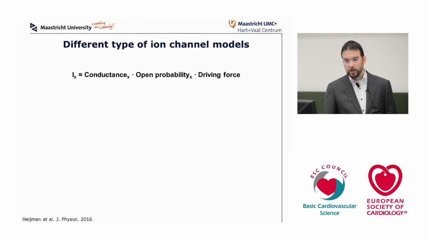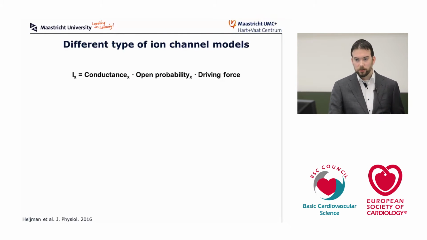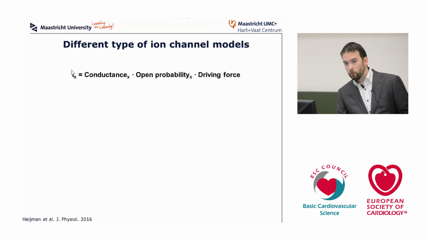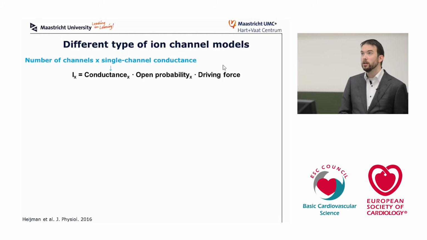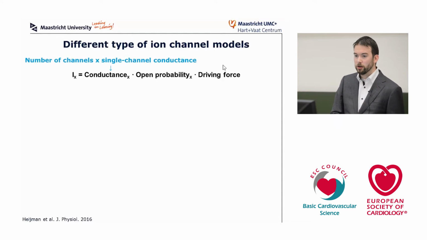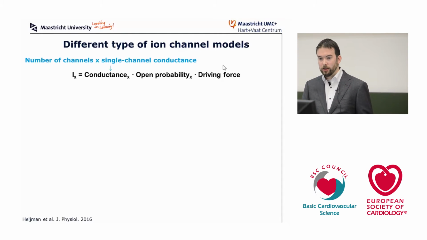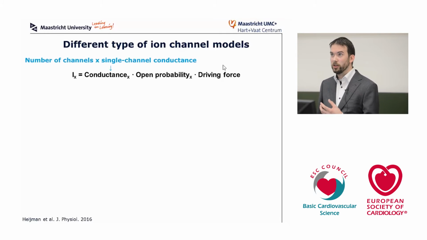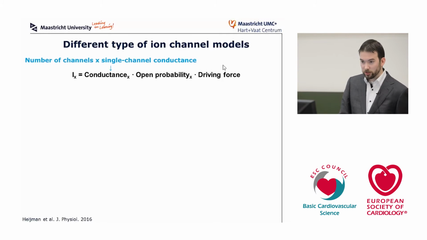Now let us zoom in a little bit. Let us look at the individual ion currents. In general, we believe that an ion current is determined by the conductance, the open probability, and the driving force. What does this mean? Well, the conductance is simply how many channels do I have. If I have more channels, I will get a larger current. And it's influenced by the single channel conductance. So how easily do ions flow through the channel when it's open?